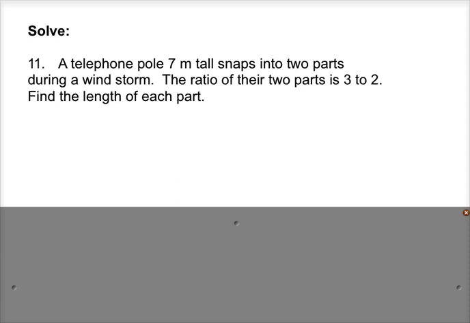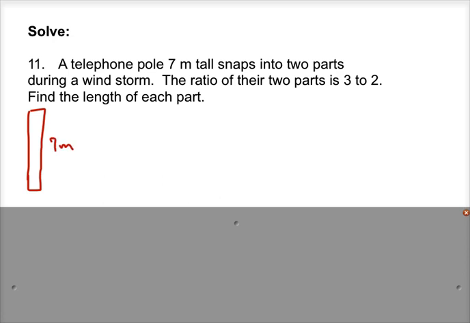Solve. A telephone pole 7 meters tall snaps into 2 parts during a windstorm. The ratio of their 2 parts is 3 to 2. Find the length of each part. So if I make myself a simple drawing, here's the original telephone pole. It's 7 meters tall, and it ends up snapping into 2 parts, and they're in the ratio of 3 to 2.